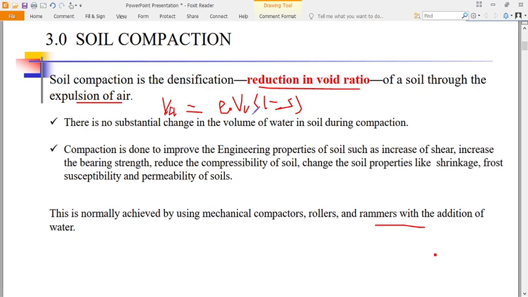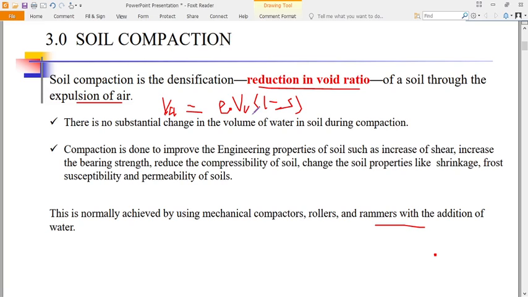The reason we put in water is that here we get zero air voids. That's why in compaction we somehow put in water. But the water is not to saturate the soil, but to lubricate the particles so that they can be easily compacted, reducing the friction between particles so that you can increase the density. There is no substantial change in the volume of water in a soil mass during compaction, because our purpose is not to compress the soil, but to compact it.